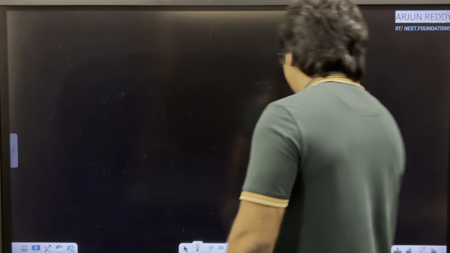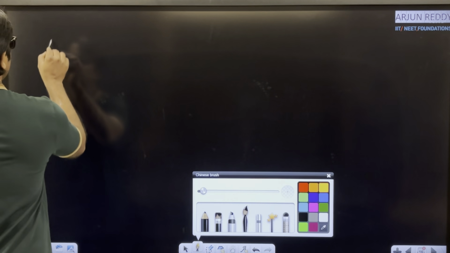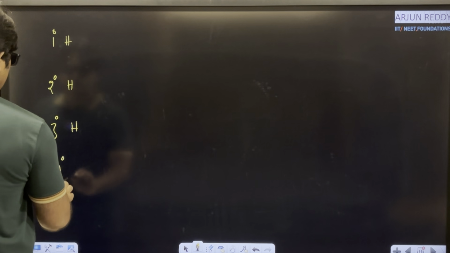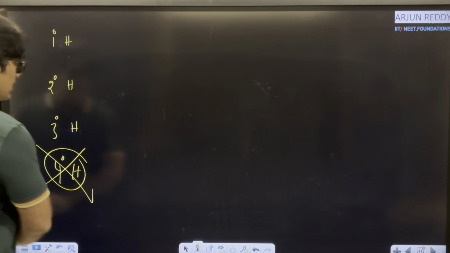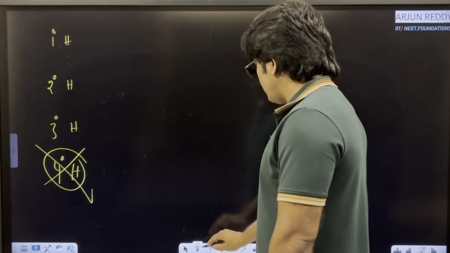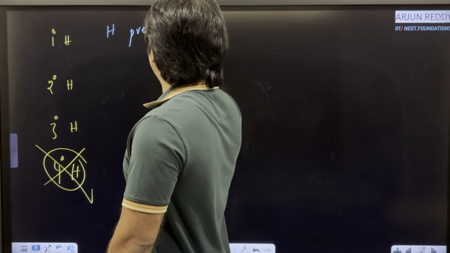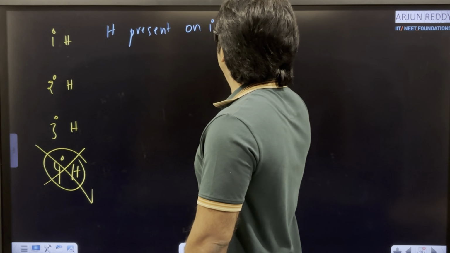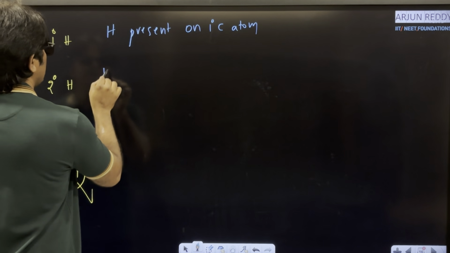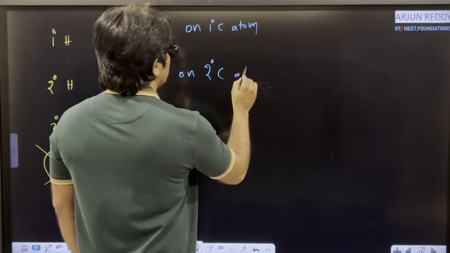Come to the same point. I am going to write the same thing. 1 degree hydrogen, 2 degree hydrogen, 3 degree hydrogen, 4 degree hydrogen. But 4 degree hydrogen is not possible. Forget about 4 degree hydrogen atom. What is the meaning of 1 degree hydrogen? 1 degree hydrogen is nothing but hydrogen present on 1 degree carbon atom. Next one, what is the meaning of 2 degree hydrogen? Hydrogen present on 2 degree carbon atom.